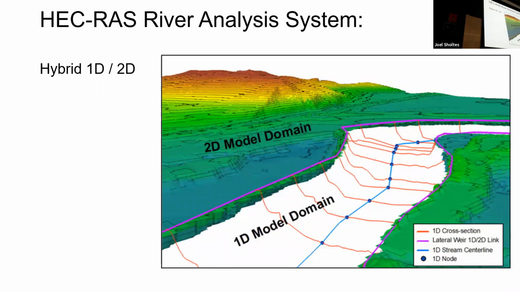For HEC-RAS, you can have different model domains. You can have a one-dimensional model denoted as cross sections for the channel, for channelized flow, and then a 2D model in the floodplain. So you've got some options to create different kinds of models in RAS.